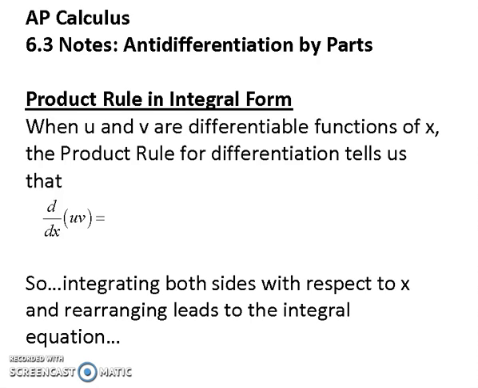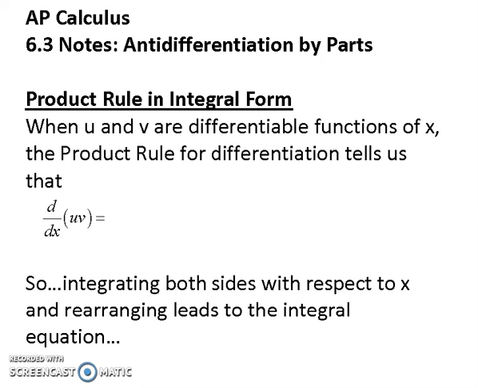This is the first video for AP Calculus BC on anti-differentiation, or integration by parts. Integration by parts is essentially the product rule done in integral form. So you're going to need it when you've got two functions written as a product that you're trying to integrate.